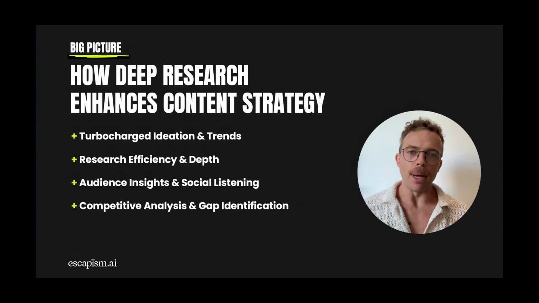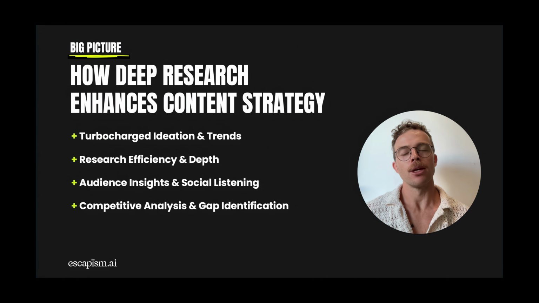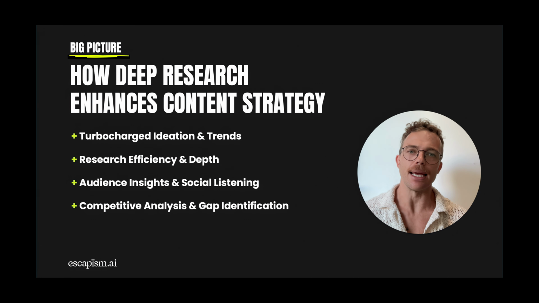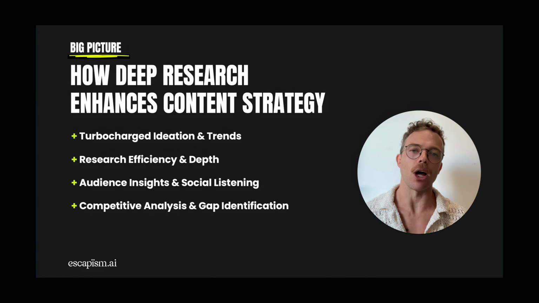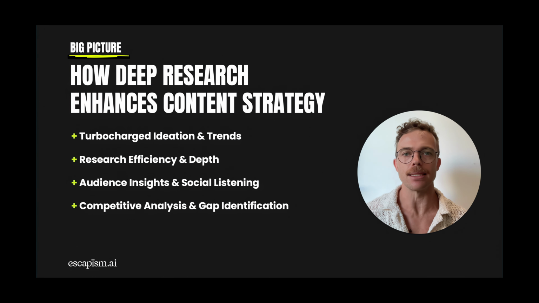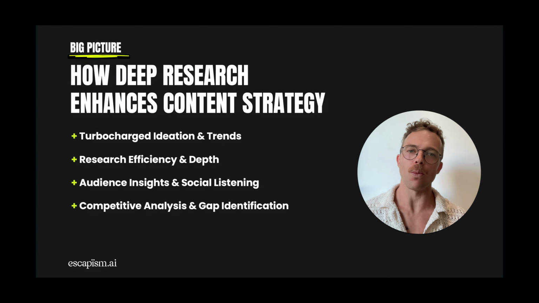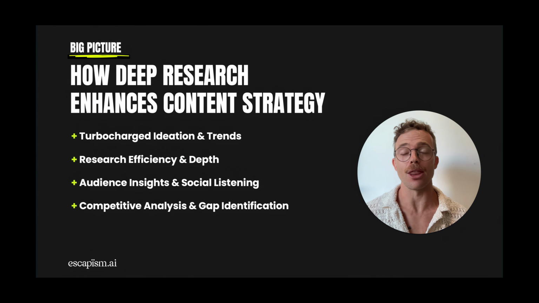So looking at the big picture as to how we can approach deep research when it comes to outlining our content strategy. So firstly, it offers turbocharged ideation and trends. Again, better than any other model that I've previously worked with because it goes into so much depth through the research, looking at various different online sources to allow you to find the best ideas and the best trends that you can take advantage of. It offers research efficiency and depth. So what would have taken you days or even weeks to research with hundreds of tabs and way too much coffee, you can now do within 30 minutes.